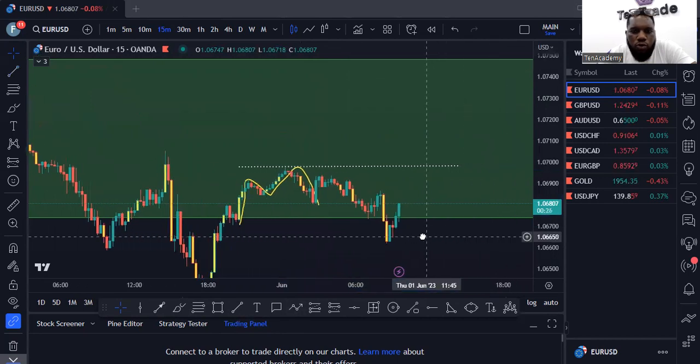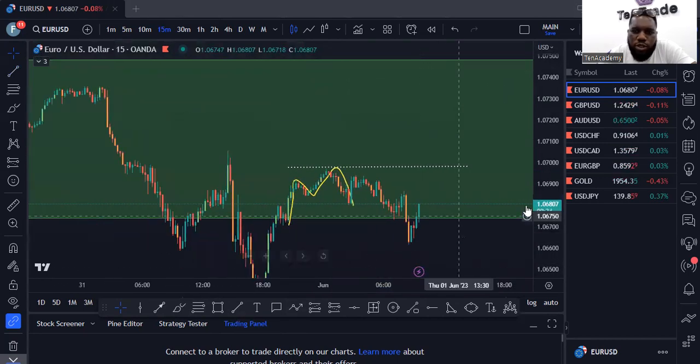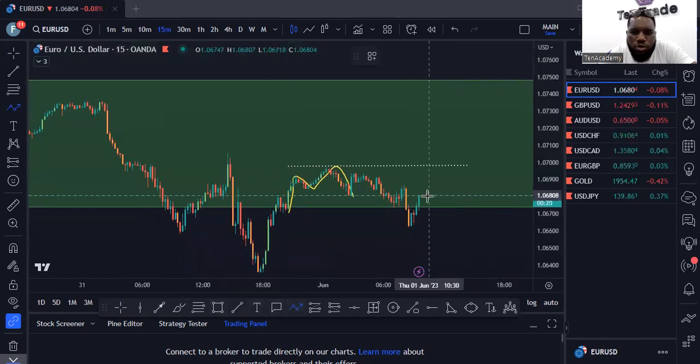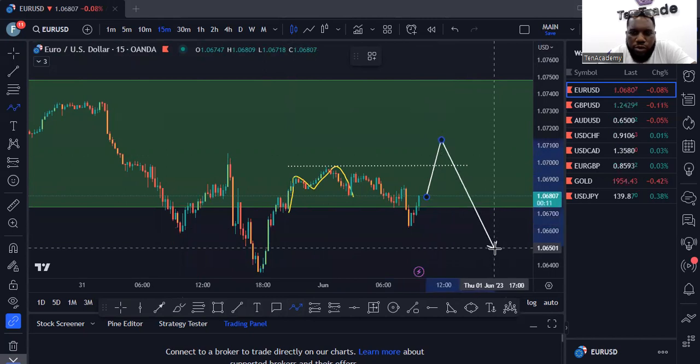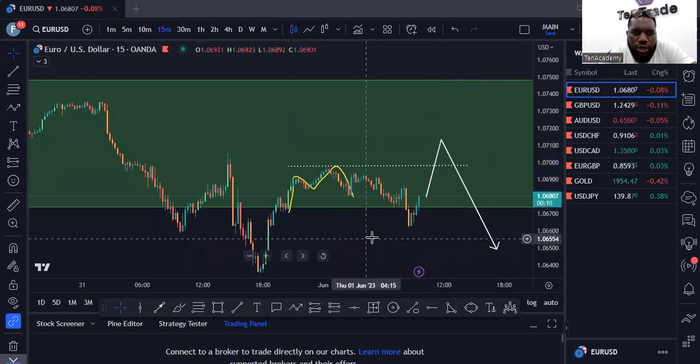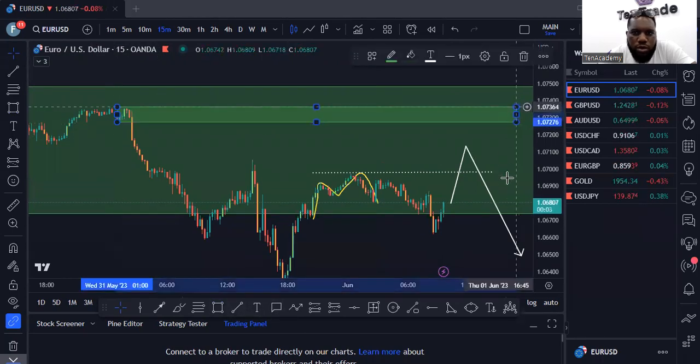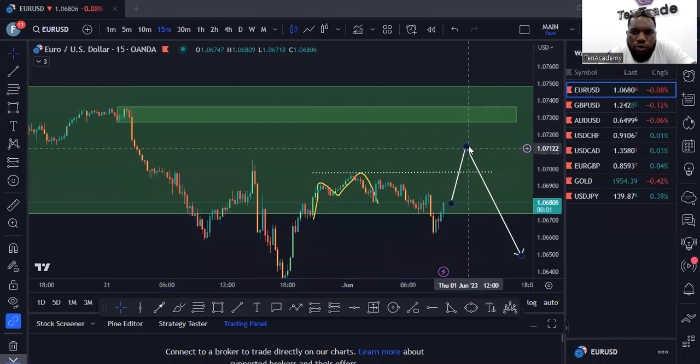So what I'll wait for before I pull the sell trigger on Euro USD is to wait for price to come up, grab liquidity above the zone, then anywhere from here, I start looking for sells. If you want to be very, very precise, you can also wait for price to get to this extreme level here before you look for entries on Euro USD.